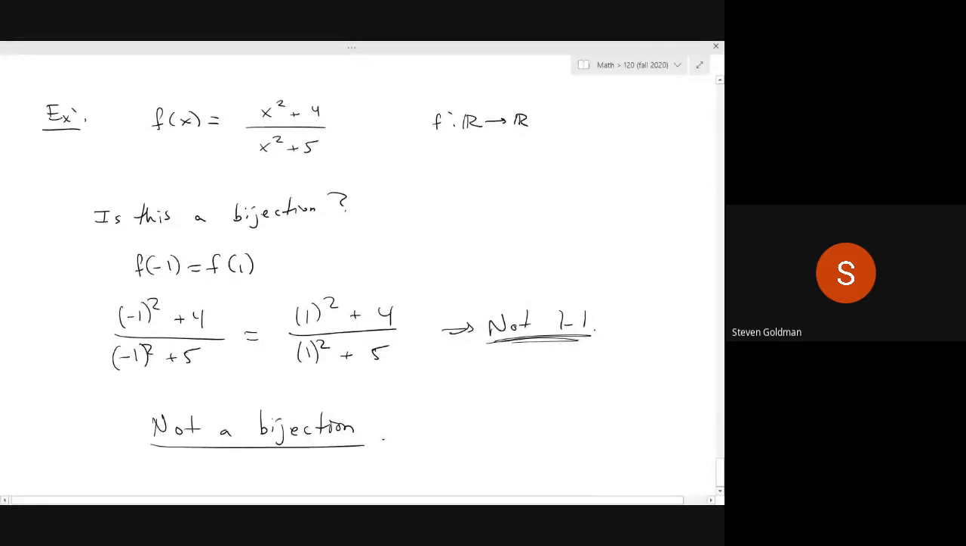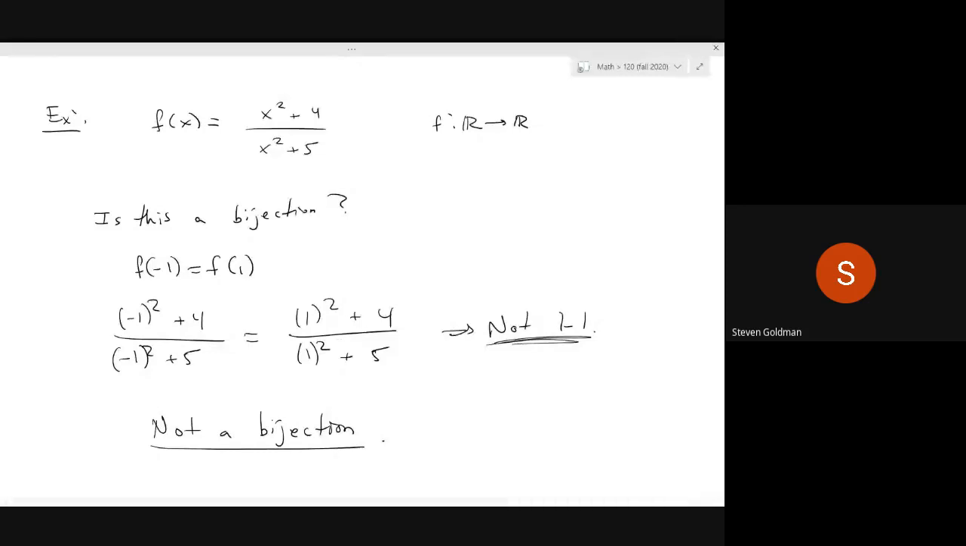And by the way, it's not onto either. For example, this function can never equal 0, but 0 is in the codomain. So this function here is not a bijection.